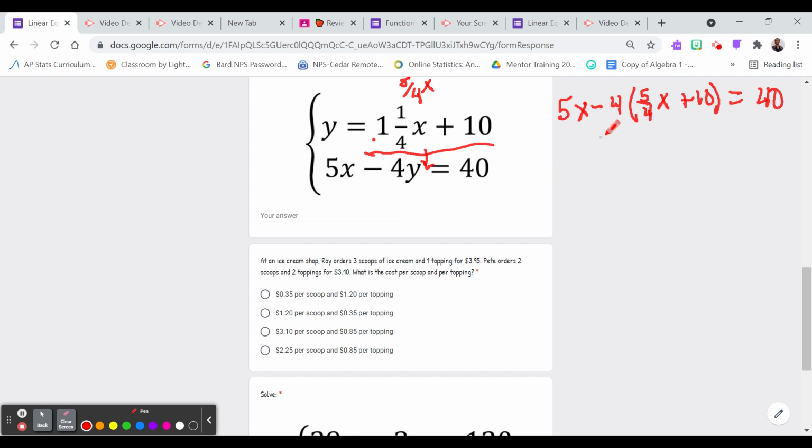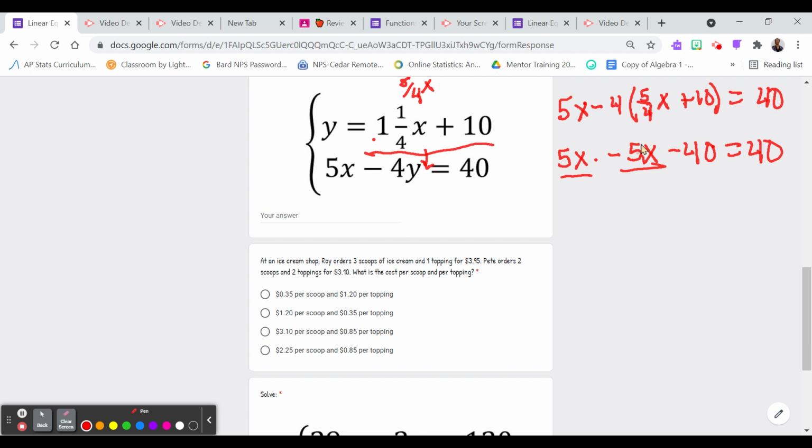So now I did my substitution. I can now solve for x. So I have x both inside and outside of a parenthesis. So I'm going to distribute. I want them all out of a parenthesis. So 5x minus, and then 4 times 5/4 x. Well, my 4's actually cancel out here. That's kind of cool. So I'm going to be left with negative 5x. And then negative 4 times 10 gives me negative 40 equals 40. So here, let me see, I can collect my like terms.